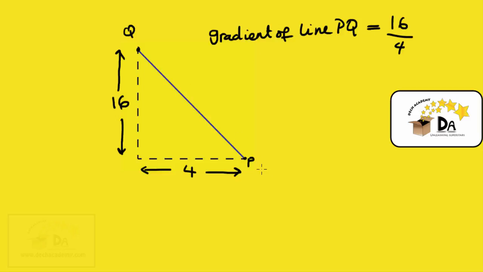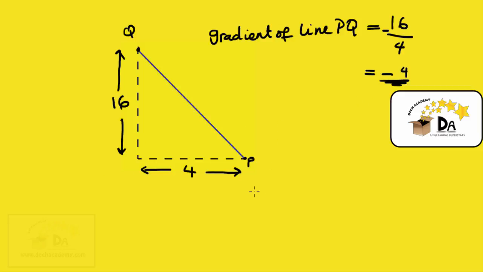You can see that this line increases in height from right to left relative to this horizontal line, so it has a negative slope. So I just place a negative value there. So the gradient of line PQ is minus 16 over 14, which is minus 4. It's as simple as that.